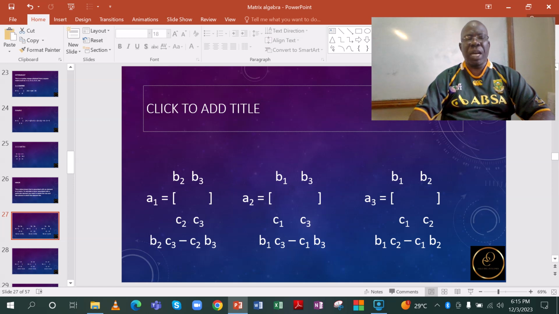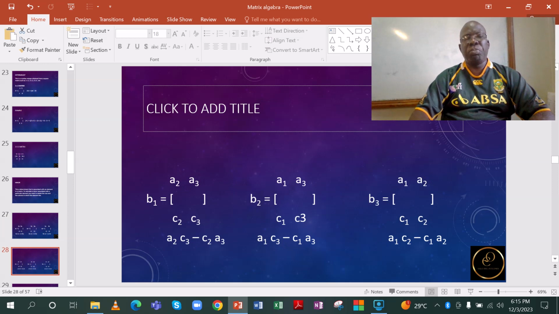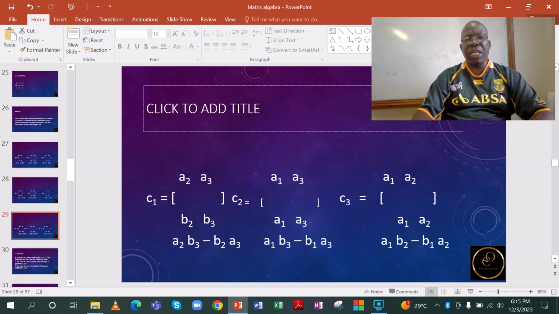So that's what we have. For B1, B2, B3, again we can isolate these minors, associated with this element B1, B2, B3. Equally for C3, we can isolate the minors C1, C2, C3 as given below. So that's what you should do. That's what you should learn about what a minor of a matrix is.